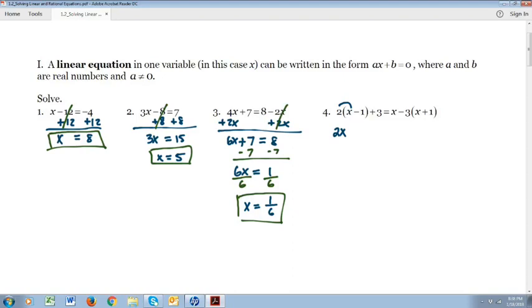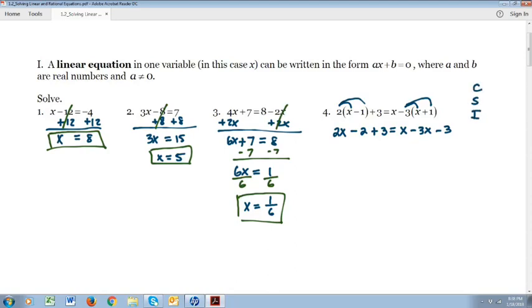Now on number 4, notice what we're going to do first is simplify. And so we have 2 times x, which is 2x. 2 times the minus 1 gives you a minus 2. We'll bring down the 3. On the other side, let's write the x, and then you're going to have to distribute the minus 3. You'll get minus 3x. And a negative 3 times 1, you're going to get minus 3.